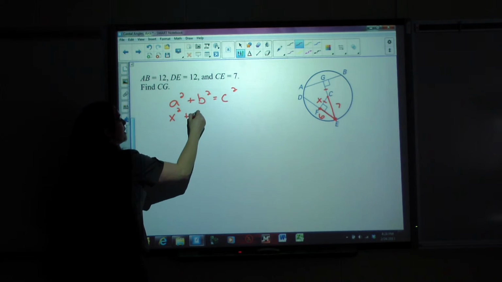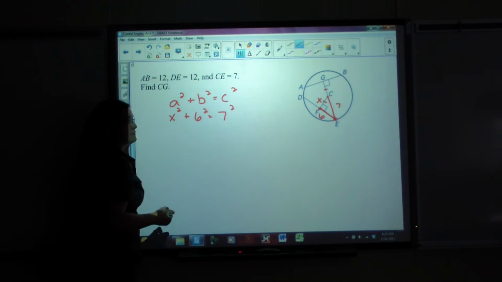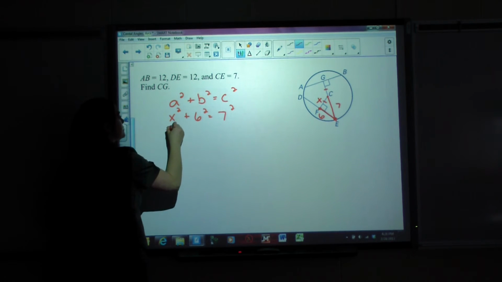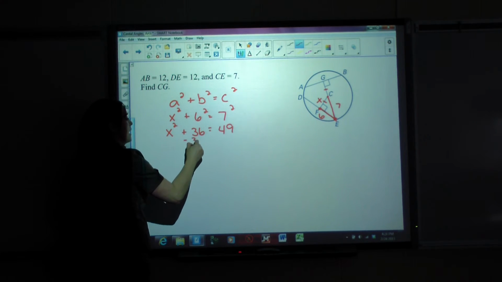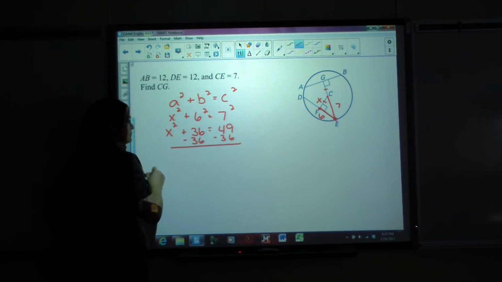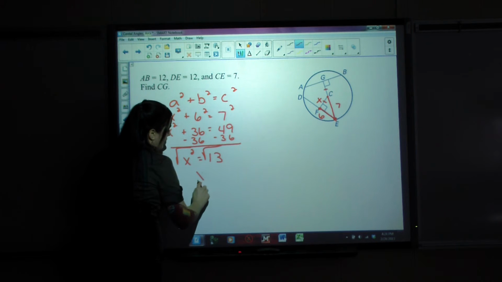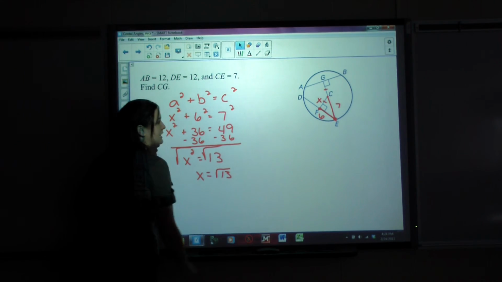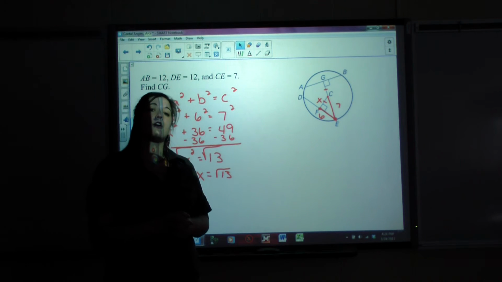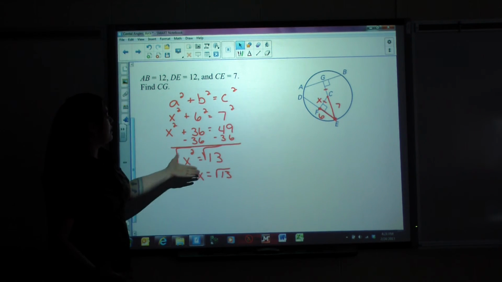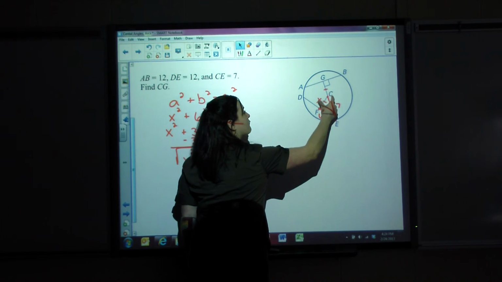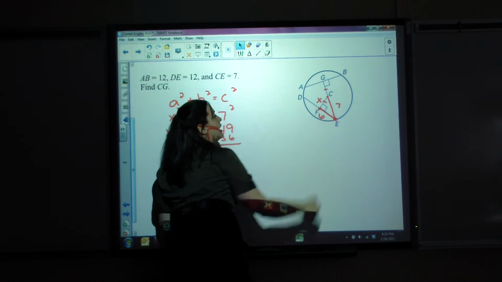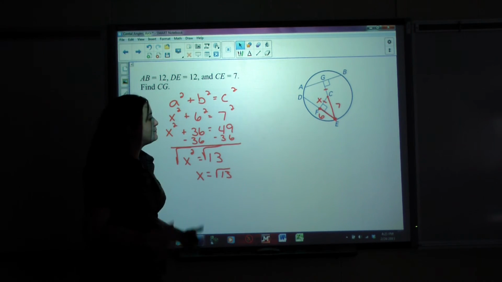So let's go ahead and plug in our sides. We're going to have x squared plus 6 squared equals 7 squared. Let's go ahead and solve. X squared plus 36 equals 49. Let's get our numbers on the same side, so let's subtract 36. We're going to have x squared equals 13. To solve for x, we square root. X equals the square root of 13. That's the exact answer. You could type it in your calculator and get the decimal approximation, but root 13 is the exact answer. And that stood for the length of CF, but that is going to be the same length as C to G because of our theorems.